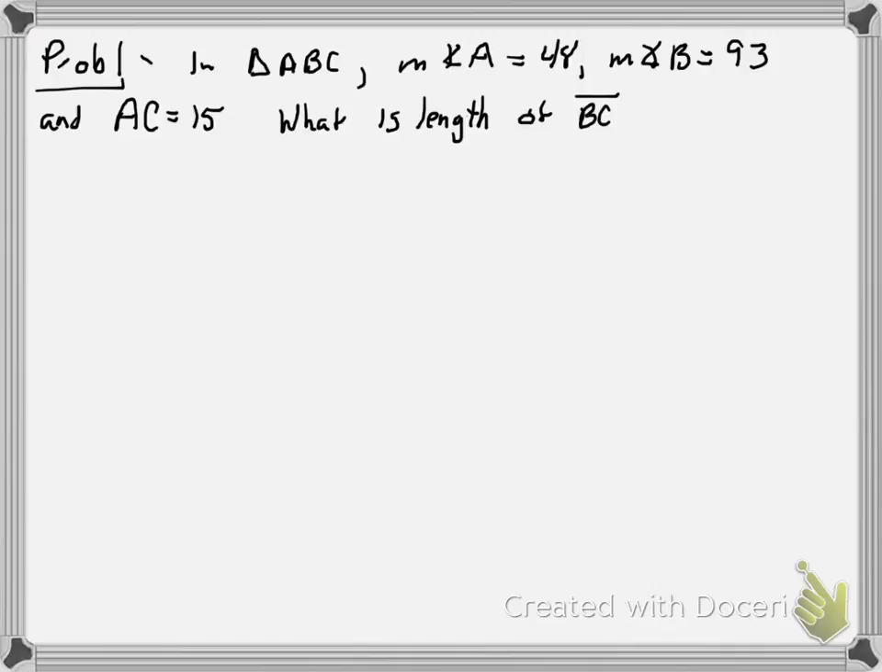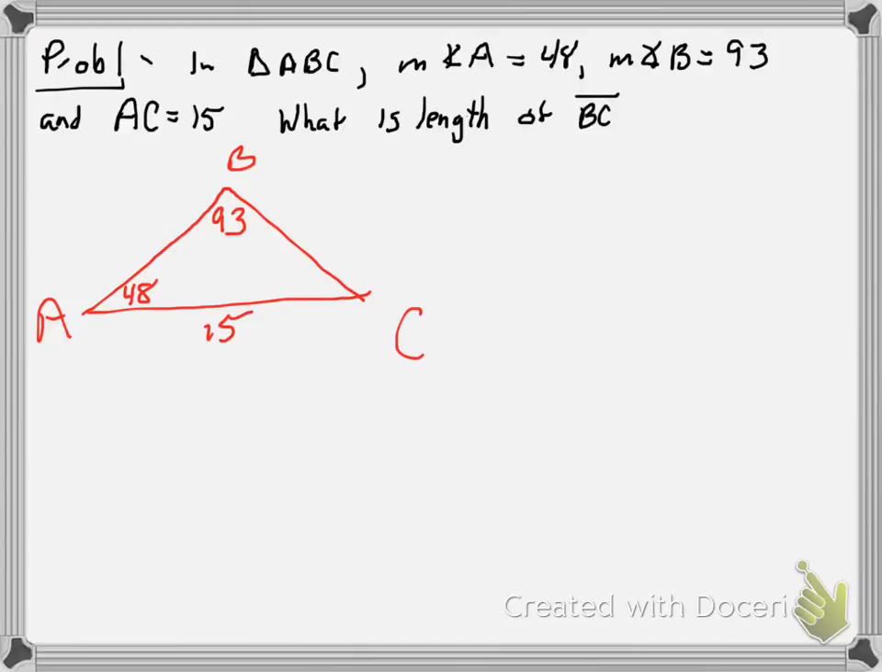Again, draw a triangle. Doesn't have to be a right triangle. Who knows what it is? A, B, C. They tell me this is 48 degrees. Tell me B is 93 degrees. And they tell me AC is 15, which is right here. So I want to know the length of BC. Let's call it X right there.